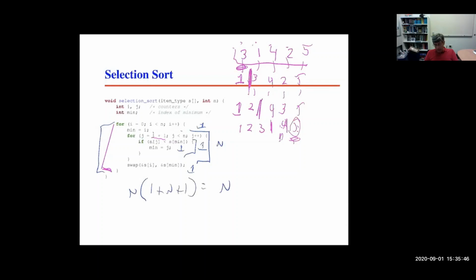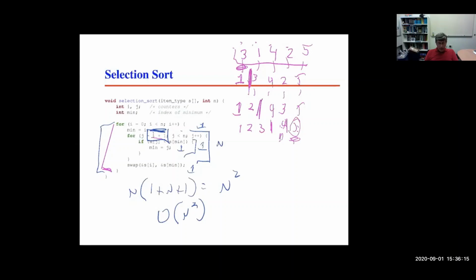This, I claim, is n squared. I'm reasoning about this as an upper bound because I told you the maximum amount that this loop could go around. So this is an argument that the worst case running time of this is order n squared. Any questions?